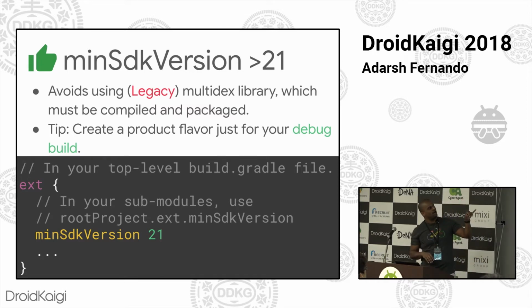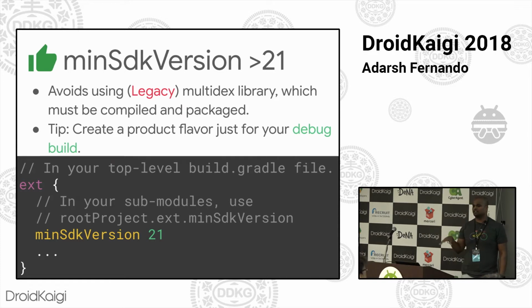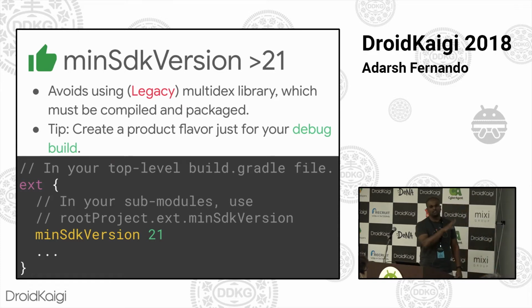Setting your min SDK version to 21 or higher takes advantage of that. Because min SDK version is on the flavor or default config level, what you can do is create a flavor just for your development build. We'll see a couple other properties that you can put in there. And then whenever you're working and iterating, just deploy your development flavor.